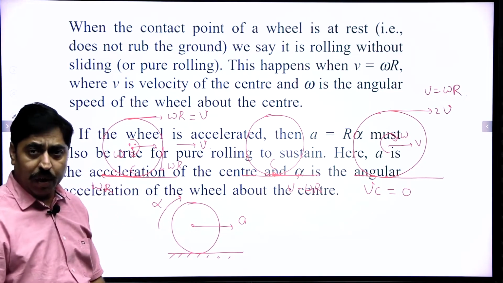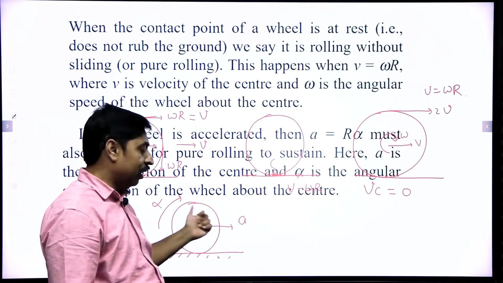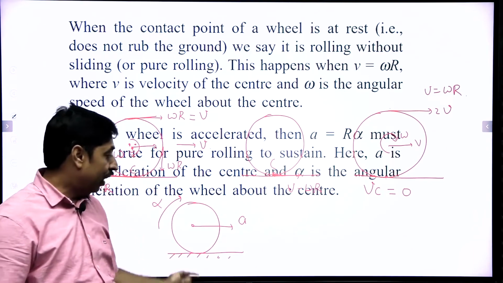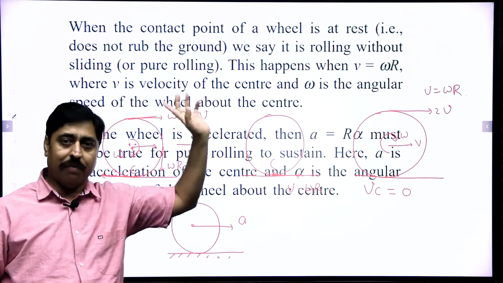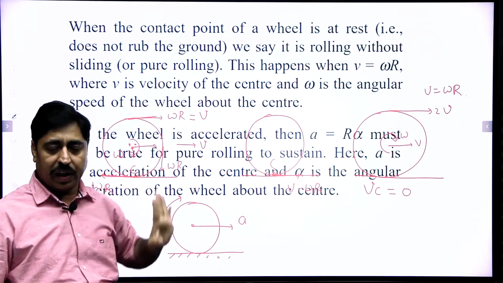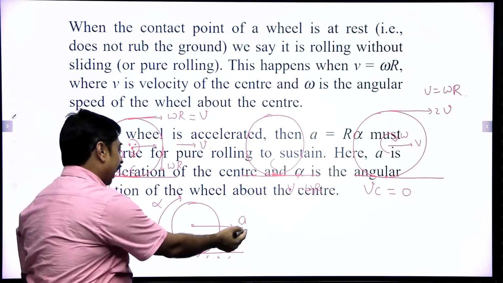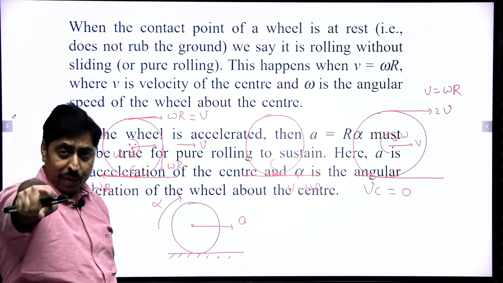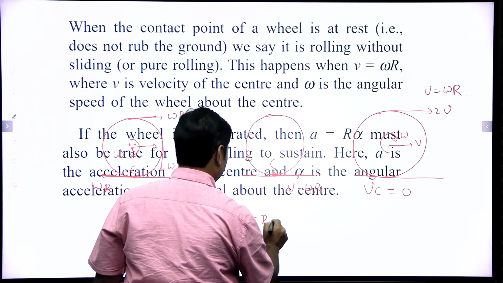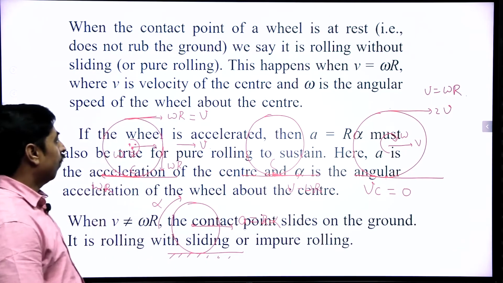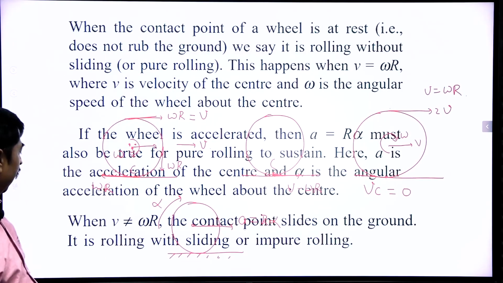अगर परफेक्ट रोलिंग होनी है तो a हर वक्त r alpha के इक्वल है. a को कौन माने, a कौन देता है, वेलोसिटी कौन बढ़ाता है, वो अलग कहानी है, फ्रिक्शन आ जाता है, अलग से देखेंगे. पर अगर a है तो alpha होगा. प्योर रोलिंग को सस्टेन करना है, मेंटेन करना है, और दोनों में रिलेशन क्या है, a इज इक्वल टू r alpha. तभी v इज इक्वल टू r omega के इक्वल रहेगा.